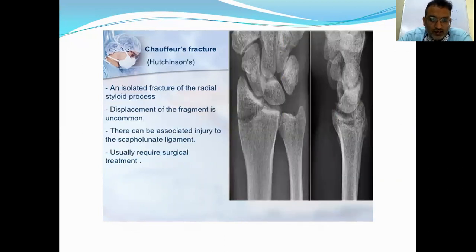What is Schaffer's fracture? As I told you, an isolated fracture of the radial styloid is called Schaffer's fracture. It is an isolated fracture of the radial styloid process. Displacement of the fragment is very uncommon. It usually requires surgical treatment. As you can see in the slide, the radial styloid is displaced, so you can preferably fix it with a K-wire or screw fixation.